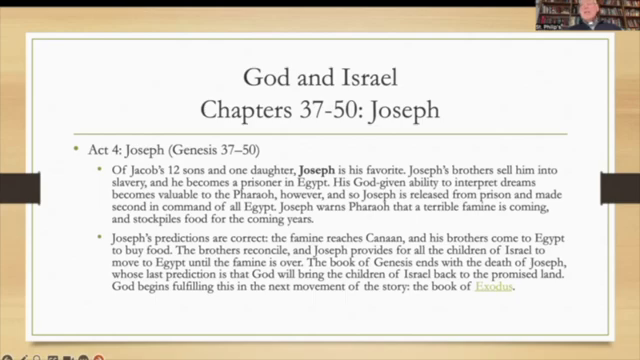And so eventually he is rescued out of the dungeons and becomes a favorite of the Pharaoh, even becoming the second most powerful man in all of Egypt. Because of his position and because of his ability to interpret dreams, he is able to warn Pharaoh that a famine is coming and prudently stockpiles food for the coming years.